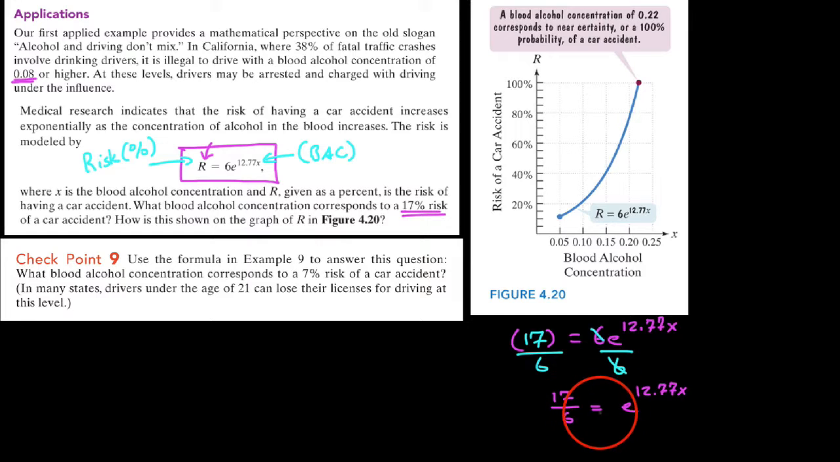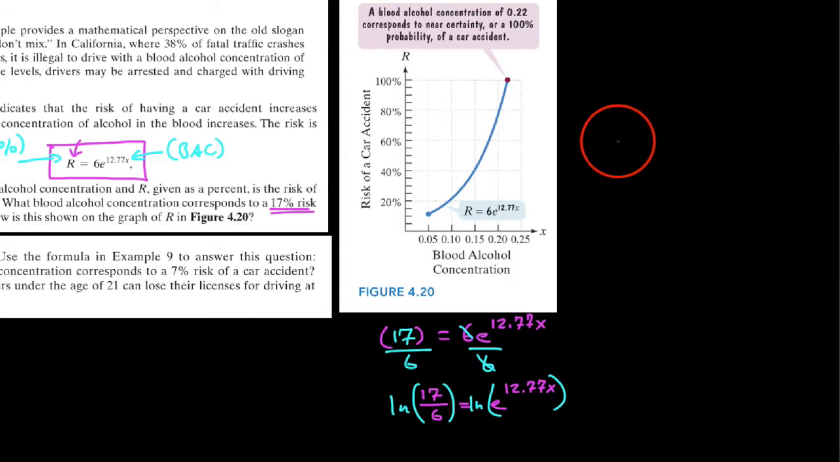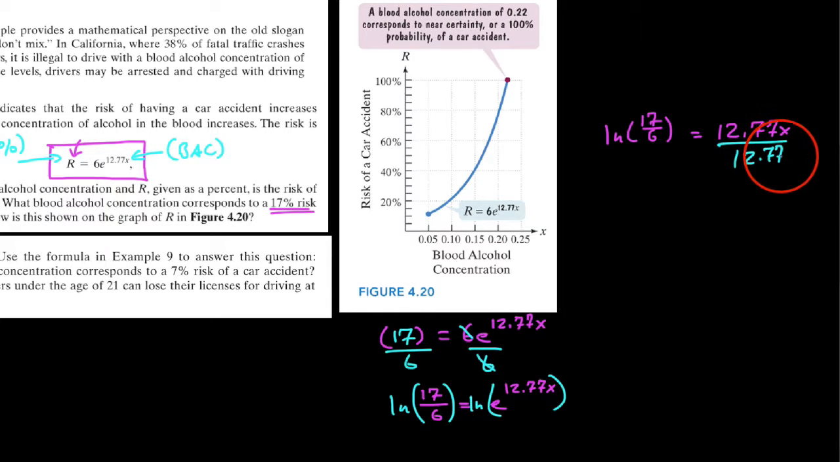I'm going to encourage you to leave it this way. Now that we have the exponential base by itself, we'll take the ln of both sides. We'll do the inverse of e to the power of, the log base e of both sides. On the left side, the ln of 17/6 is equal to just 12.77x.